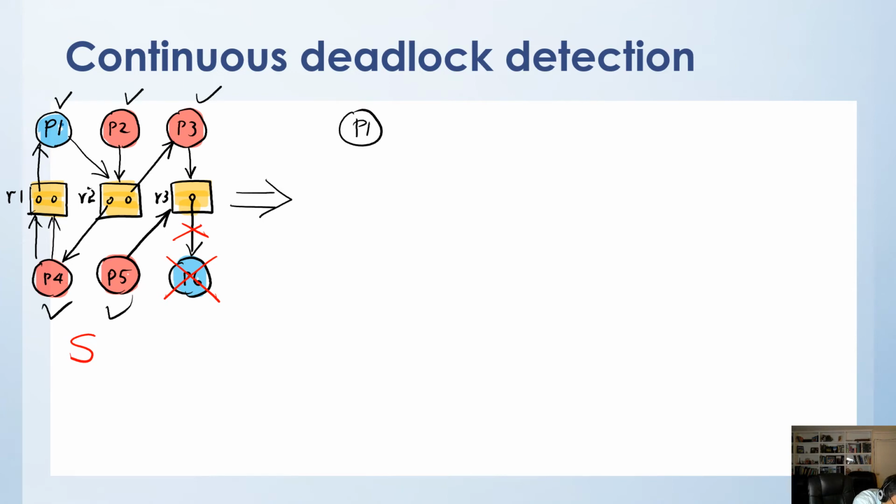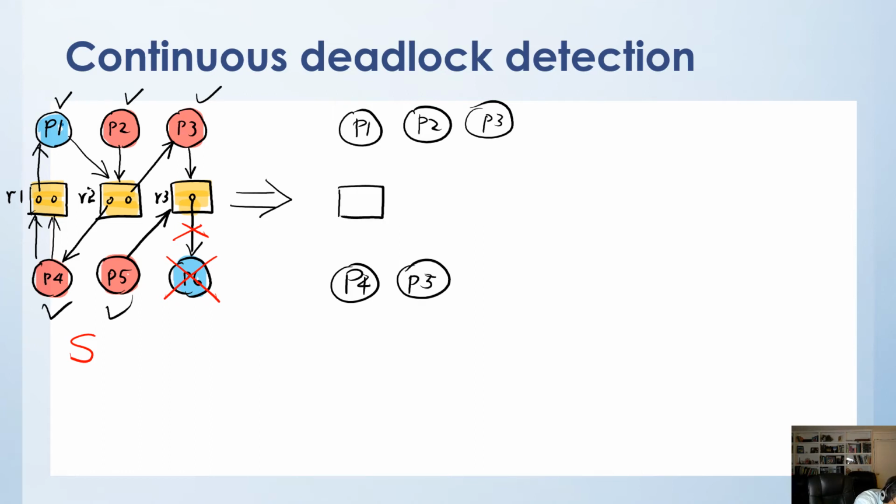I have P1, P2, P3, P4, P5. Now P6 is eliminated. R1, R2, and R3.